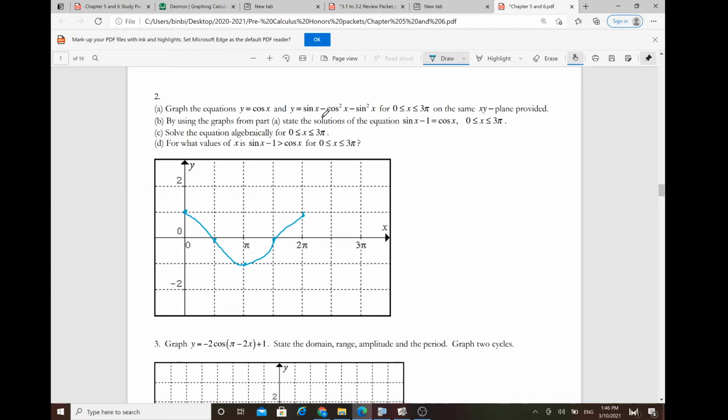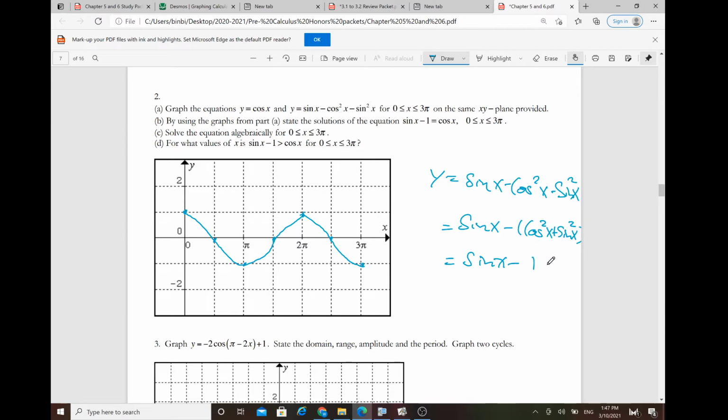The other one is y equals sine of x minus cosine squared of x minus sine squared of x. You want to extend this all the way to 3 pi, so keep going, like that for the parent graph. First thing you can do is simplify it. Factor out the negative 1, so we have cosine squared of x plus sine squared of x. That's 1, so it's just sine of x minus 1.